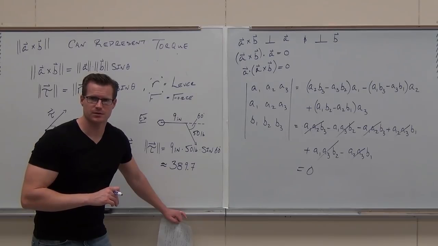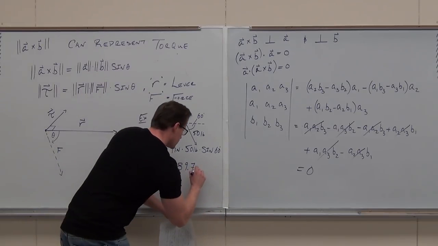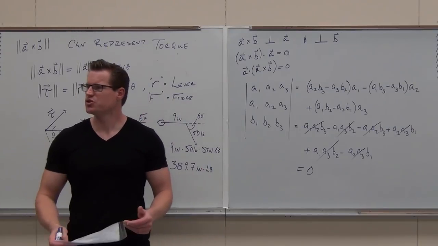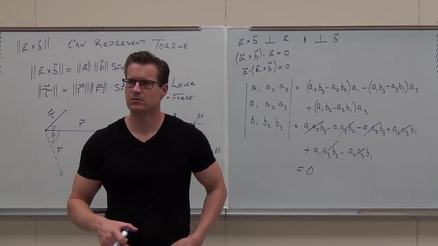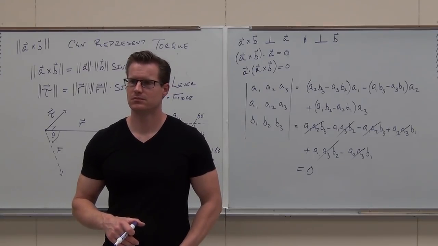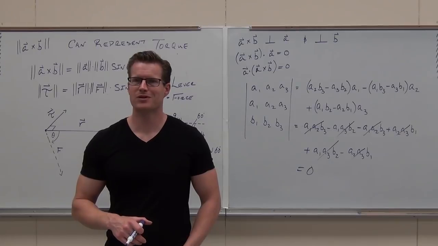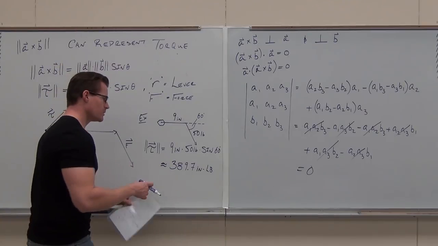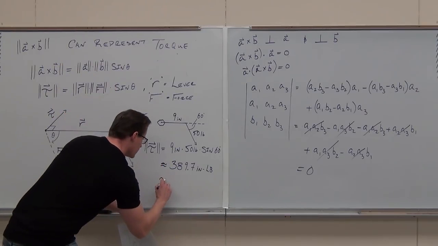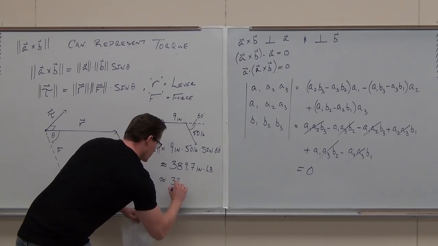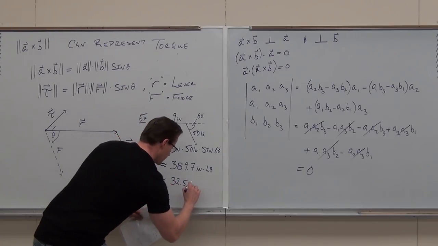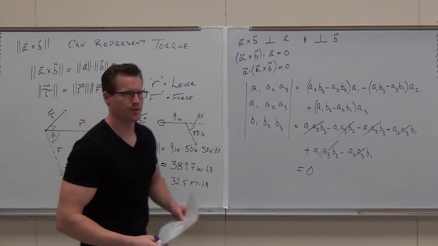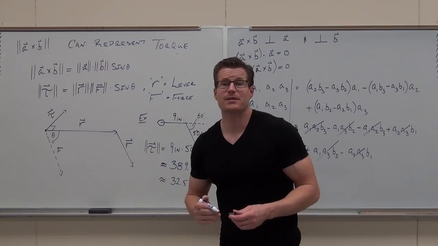Foot-pounds. Inch-pounds. Could you change it to foot-pounds? Yes. How? Divided by 12. Yeah. 12 inches in a foot. Divide by 12, and you go, okay, well, yeah, you know what? My torque wrench is in foot-pounds. About 32.5 foot-pounds, which that should make sense, right?